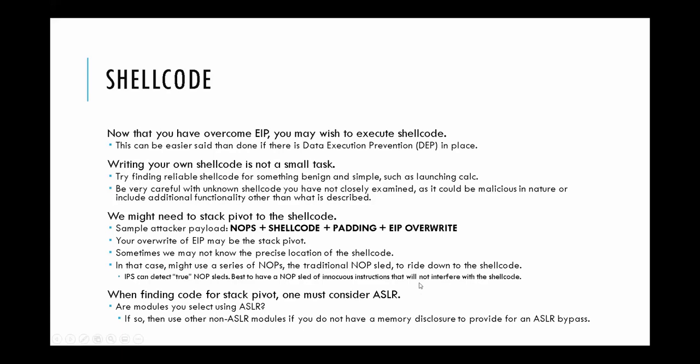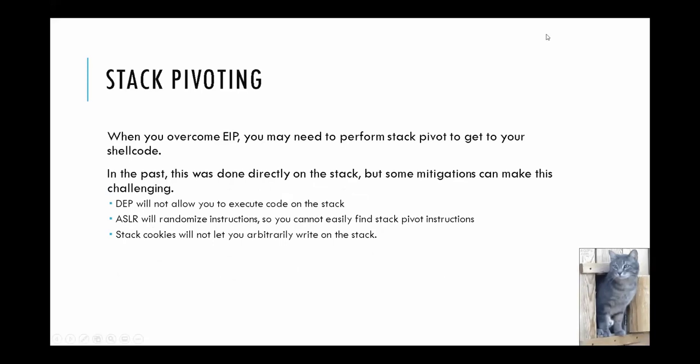ASLR, address space layout randomization. So we randomize base addresses, and we'll see how that comes into play. That is very prevalent in modern Windows, where ASLR is used very heavily. We don't like that, so we want to avoid it. We may try to use non-ASLR modules, or we may deal with a memory disclosure so that we can bypass ASLR altogether. So let's take a look at some actual examples.